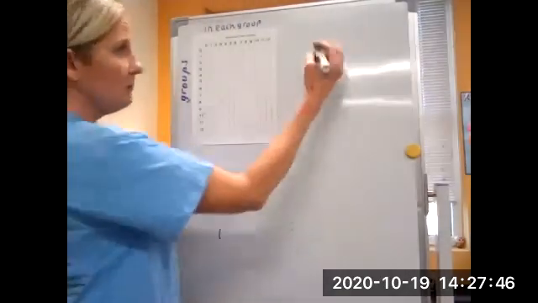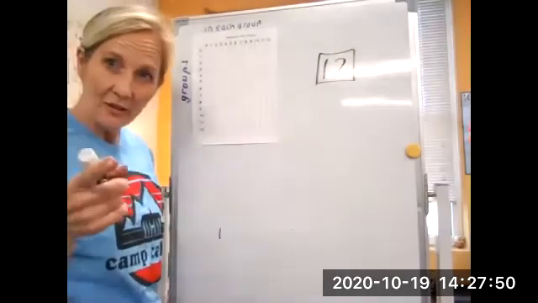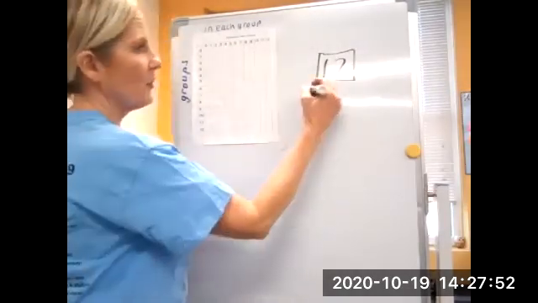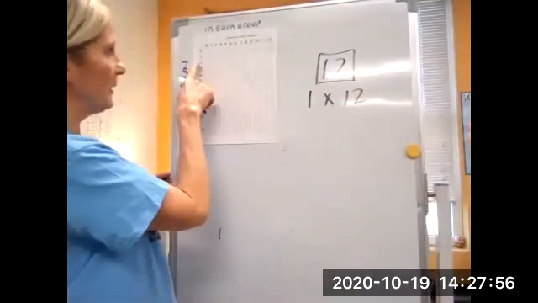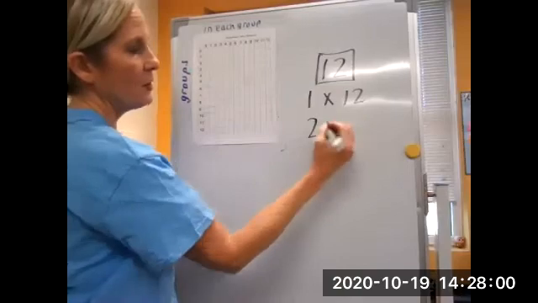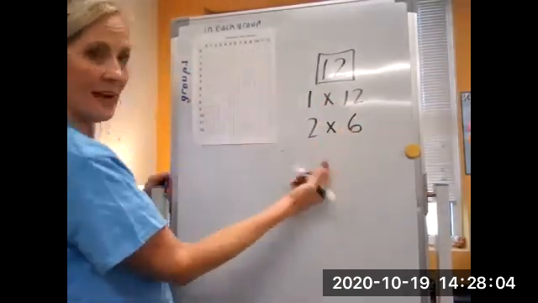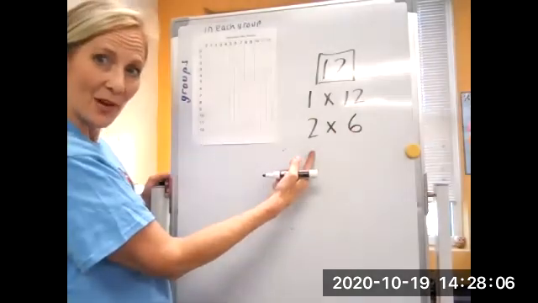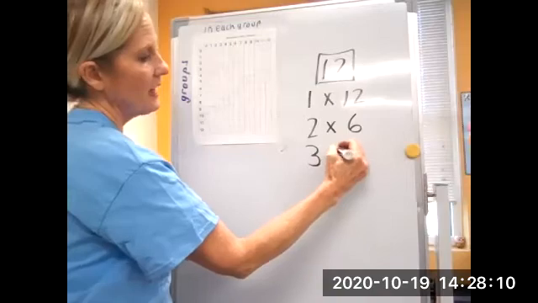Let's try the number 12. How am I going to start? Always with the number 1. 1 times another number, of course, 1 times 12. Then I'm going to test and see, is 2 a factor that can multiply together to get 12? And I'd see, oh, yep, 2 times 6. Then I'd check, what's the next number that I would test? 3. 3 times another number.